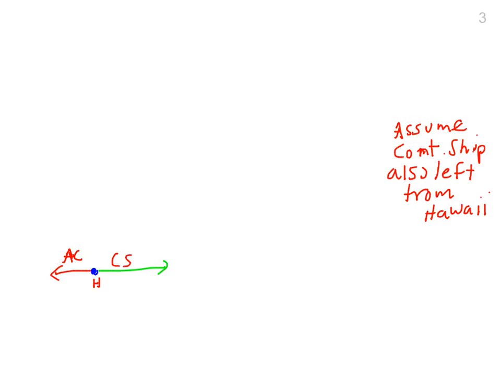Let's see. Find the aircraft carrier's speed. Okay, let's go ahead and call that R. The container ship was going slower by 5 kilometers per hour. After 6 hours, they were 540 kilometers apart. So after the container ship traveled for 6 hours, they were 540 kilometers apart.